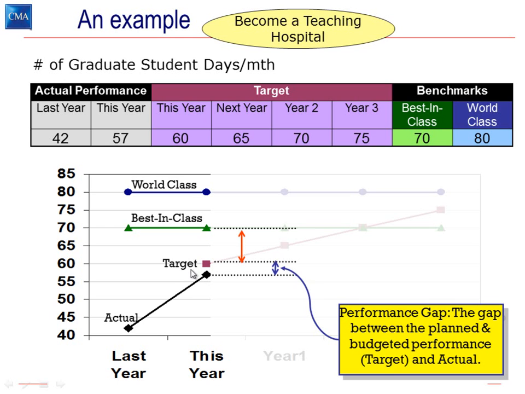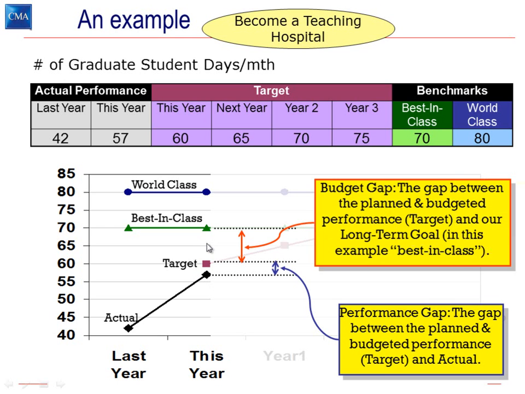Now, the gap between the target, what you've been planning for, and best in class, that gap is a budget gap. The gap that you've actually planned for, because my planned target is at this level, and I'm planning to be below the best in class level. So that's a planned for budget gap.